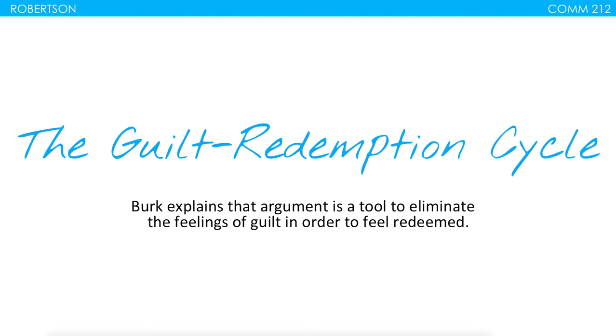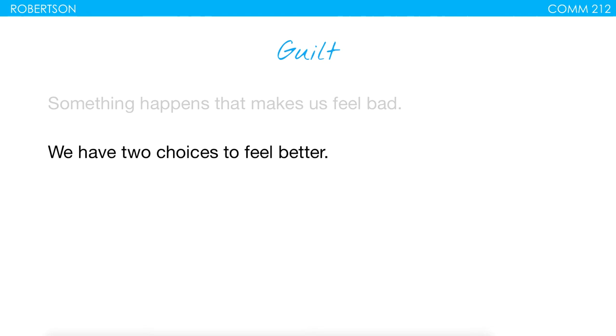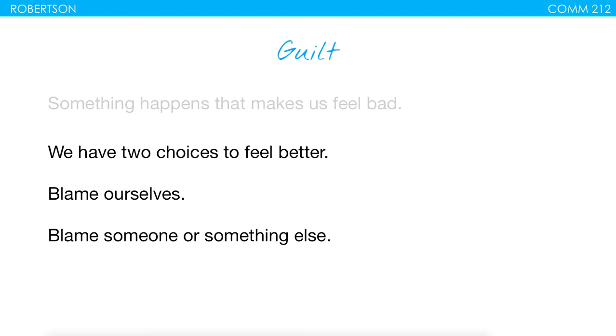So how does it work? Well, something happens to us first that makes us feel bad, right? Some sort of negative emotion. And we have two choices in order to feel better. First, we can blame ourselves, or second, we can blame someone or something else. That's pretty much it. We'll go into more depth here, but really this is what's happening, okay?